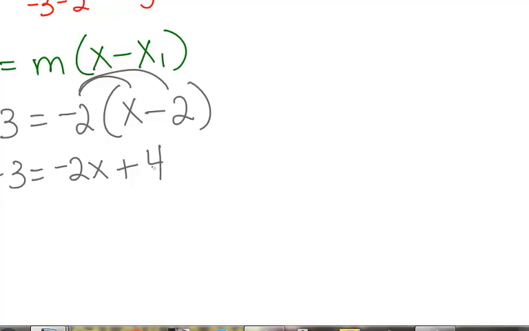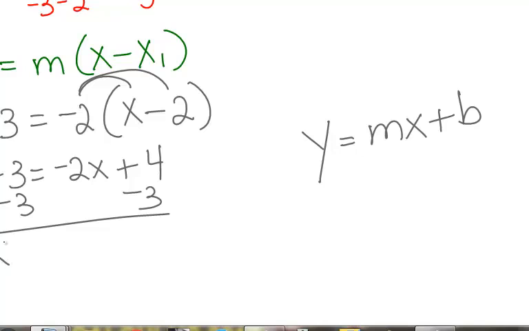Now, that's an equation of the line, but we're still not in the right form. They want it in slope-intercept form. So, subtract 3. So y equals -2x plus 1.